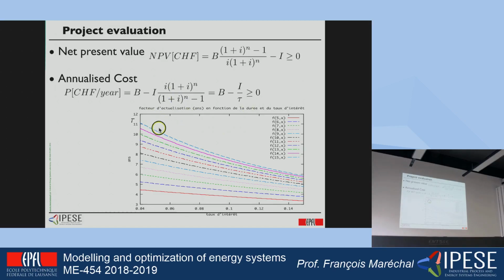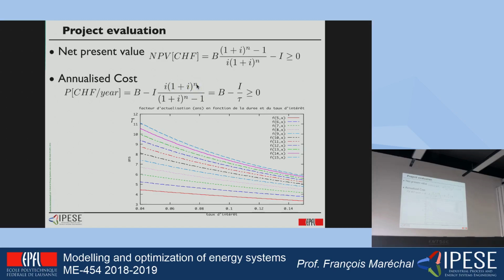So what I wanted to show with this figure here: I have plotted the interest rate here, and here I have plotted the number of years during which I will reimburse the investment. So I will spread the investment. Okay, and this tau here, which is the investment divided by the number of years, is in fact the expression given here. So it depends on the interest rate and the number of years on which you will operate the system.